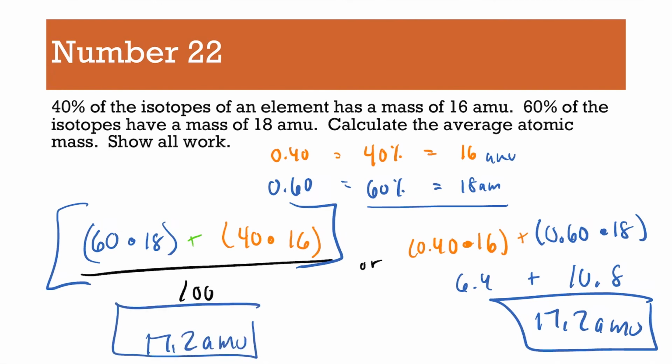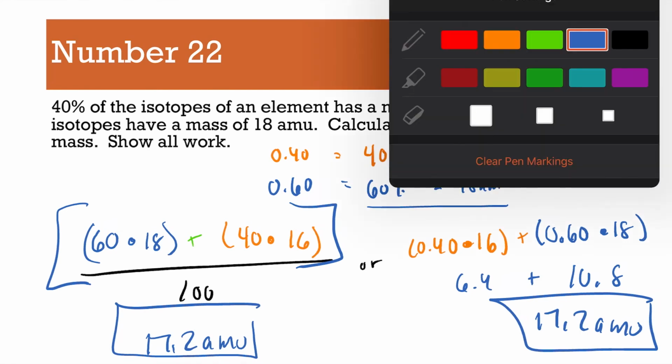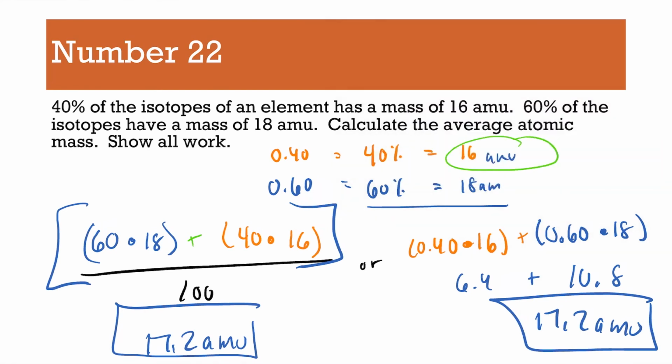Now, a good way to think about this and kind of to check your answer, we know the smallest mass is 16 and the biggest mass is 18. So if we're averaging them together, we'd have to be somewhere in the middle of that. Now, because more of it is 18 and less of it is 16, it does make some sense that our answer is closer to 18 than it is to 16. So again, that is how you would do that, with both methods.